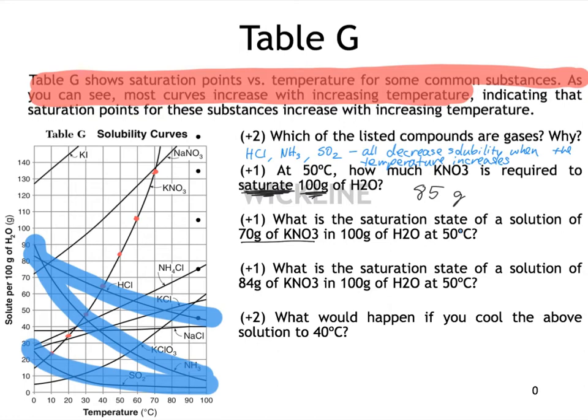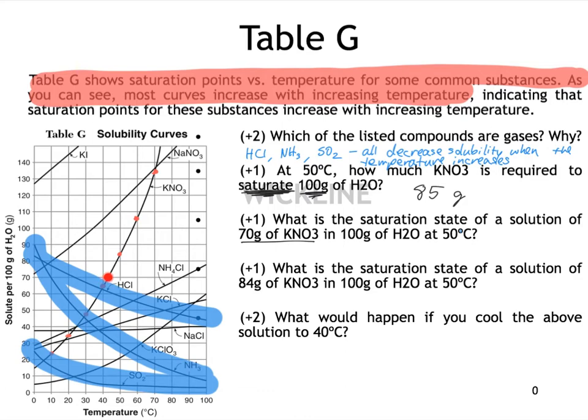So in this case, I want to go to 70 grams first, and then move over until I hit potassium nitrate. So here's 70 grams. I'm going to move over until I hit potassium nitrate, and it's here. So this is the data point that we're referring to. And we want to know what's the saturation state at 50 degrees Celsius.